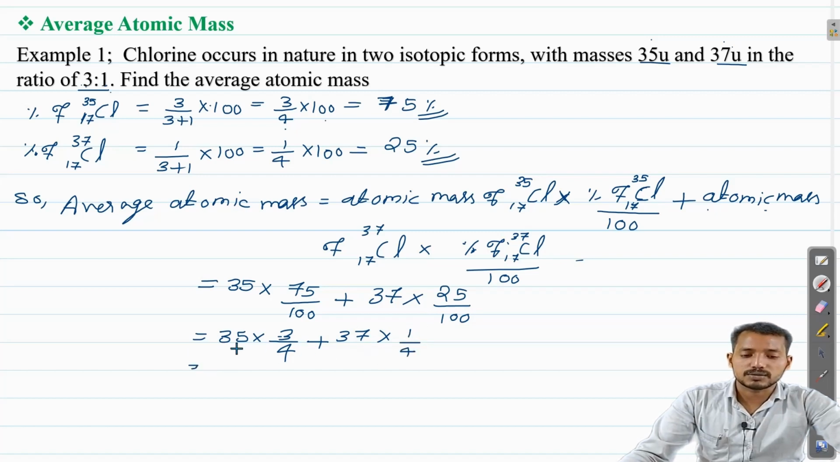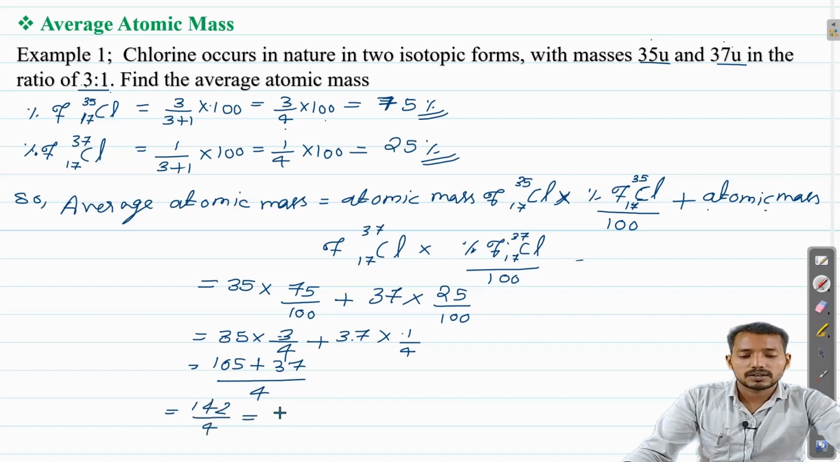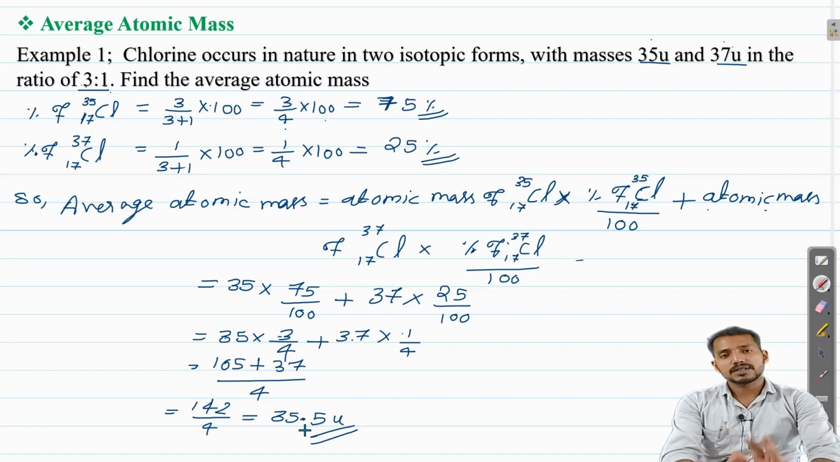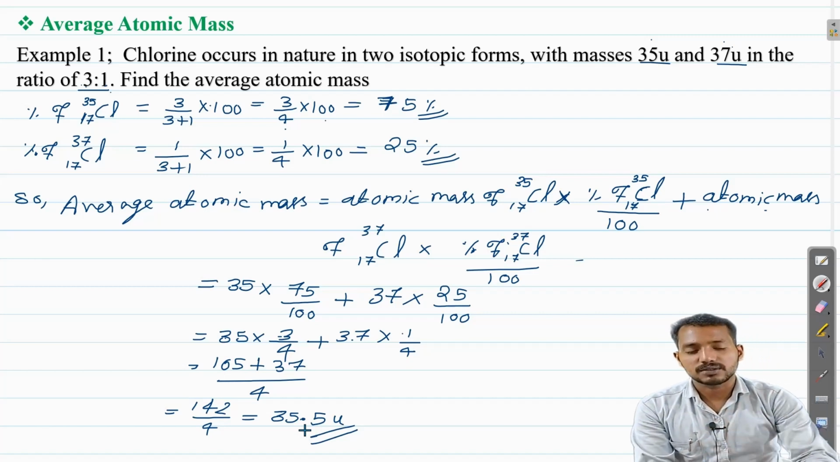Now the denominator is the same, so add the numerators. 35 into 3 is equal to 105. Am I right? 105 plus 37. 37 into 1 is 37, divided by 4. The denominator is common. 105 plus 37 is equal to 142 divided by 4. 142 by 4 is equal to 35.5. So that means the average mass of the chlorine is 35.5.